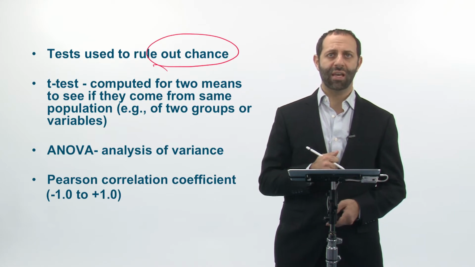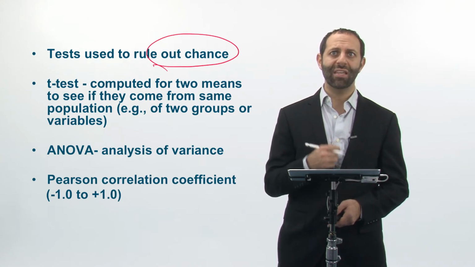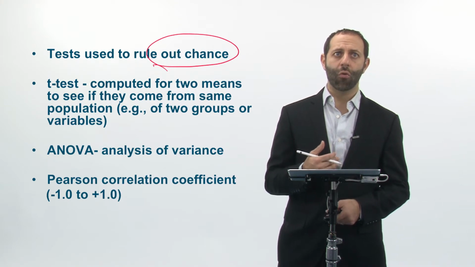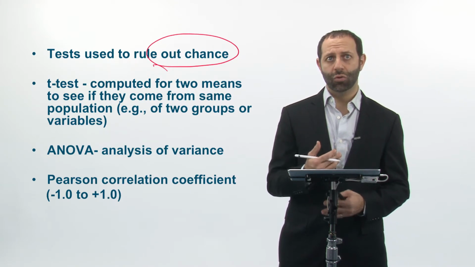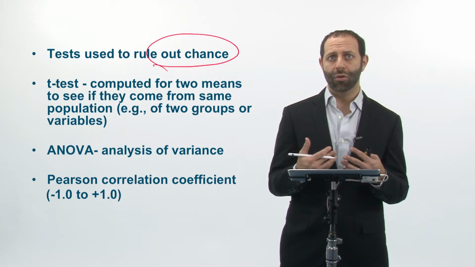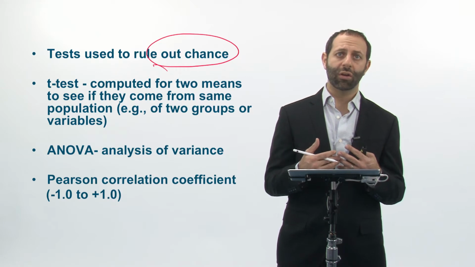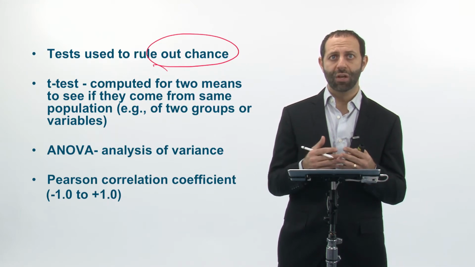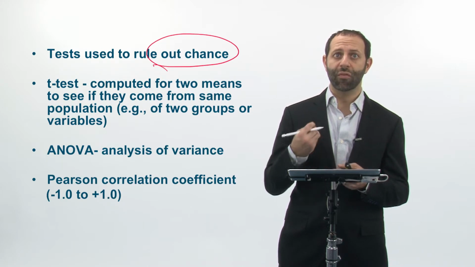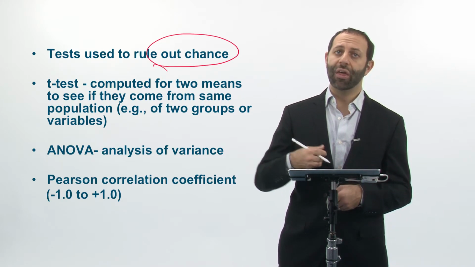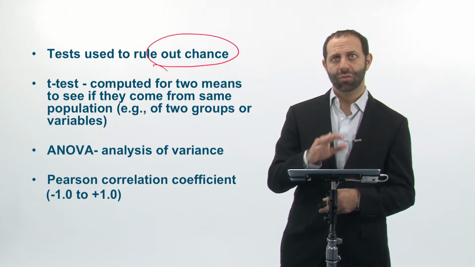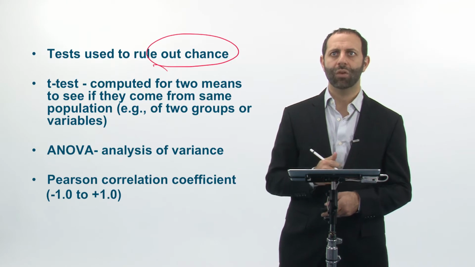So the first of these tests that are used is known as a T-test. A T-test is used to compute for two means or two variables to see if they come from the same population, or to understand if the difference between the two groups is due to chance or due to some variable within the groups that accounts for the difference between those two groups. So let me give you a quick example.